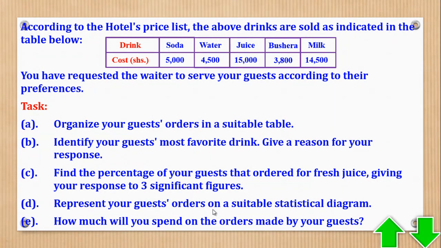Okay, so now which diagram is suitable? Remember, in data collection of senior 1 term 2, you covered bar graphs, pie chart, line graph. But also in term 1, you covered what we call scatter diagram. So which is suitable? First, you should know what we call qualitative data and quantitative data.